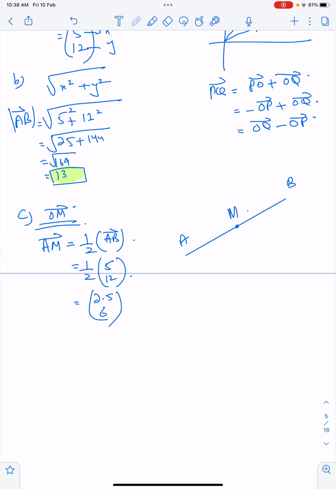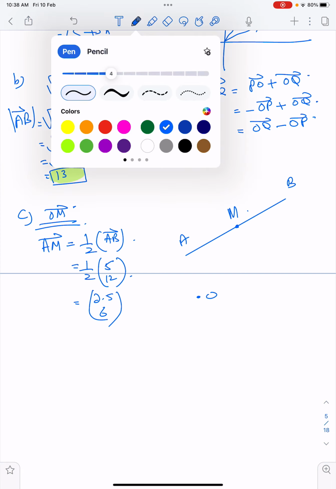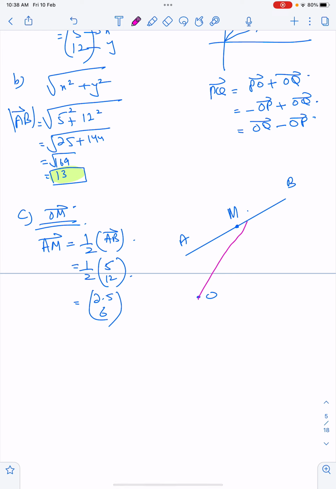This is AM. Once we have AM, O can be anywhere, assuming O is this. And if I want to go from O to M, the other alternate solution is you go from O to A and then A to M. That's what I'm writing here.